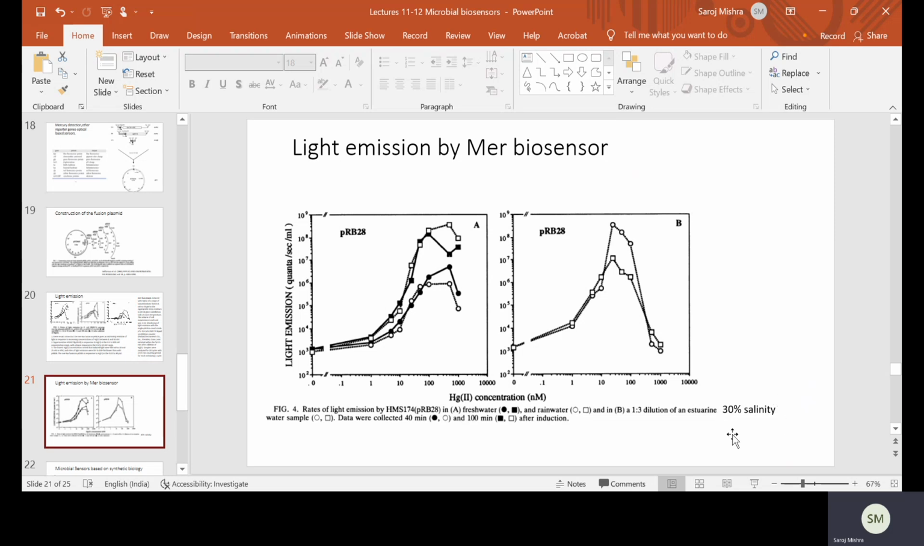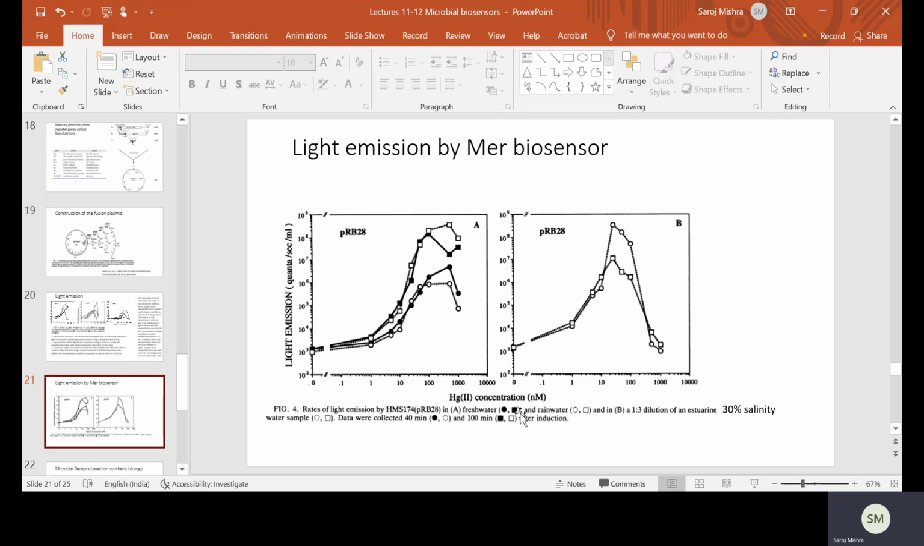Otherwise, too much salt can also interfere with the luminescence output that you are looking at. So this estuarine sample, in other words, was diluted. And of course, again, the closed circles, and the open circle here is the 40-minute data. And what you see here, the open square, is the 100-minute data after induction. It will be quite clear to you as you read the legend also.